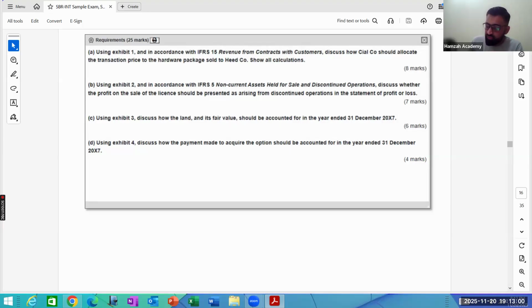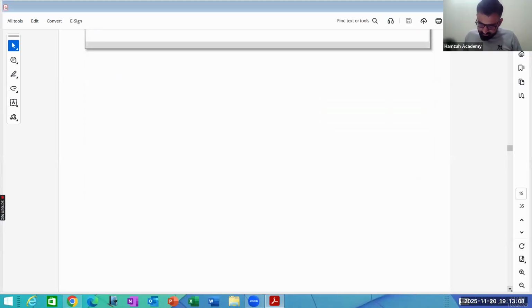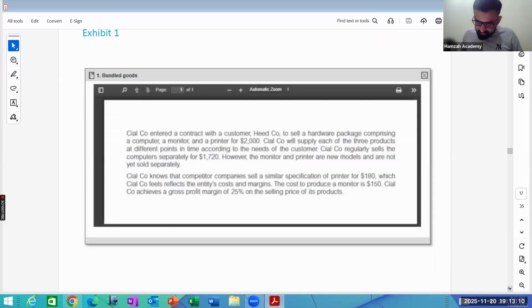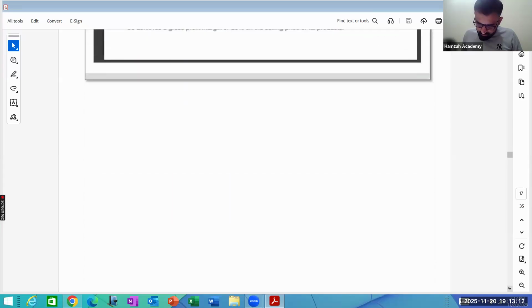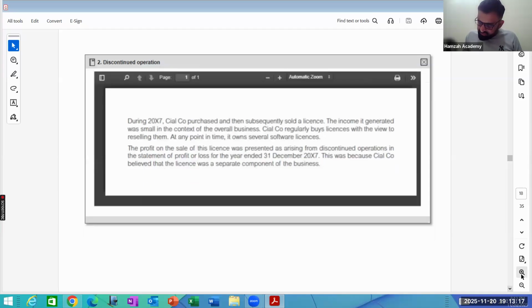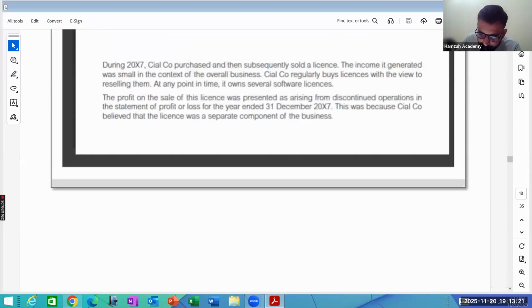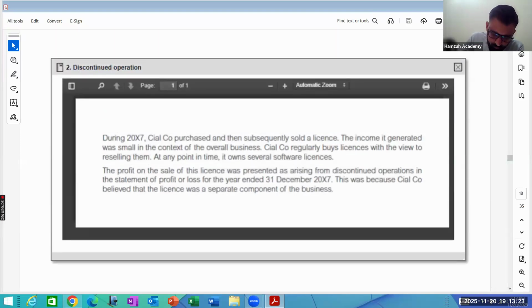Now we have to apply this concept on the given case study. That is the case study. This is the case study. Dear students, kindly read it.